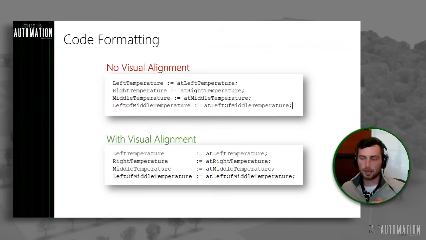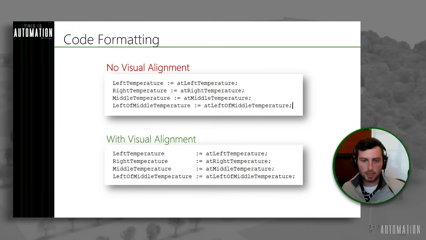Now, let's say I've got some chunk of values that I'm assigning. So in this case, I'm assigning my hardware variable to some internal variable. So I've got left temperature, I want to feed my temperature module left temperature, and so on and so forth. This is fine, but a way to make this much more readable and really show that these are all grouped together, similar activities happening here, is to have some visual representation that these belong together.